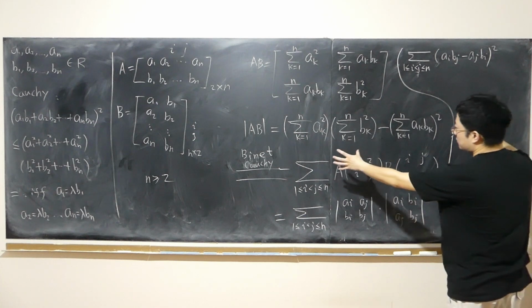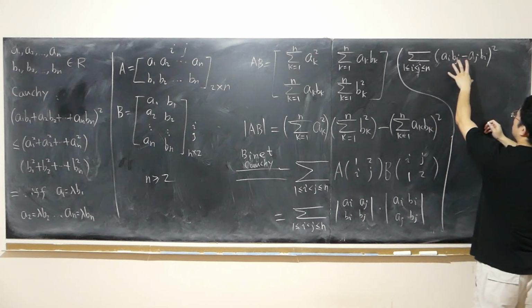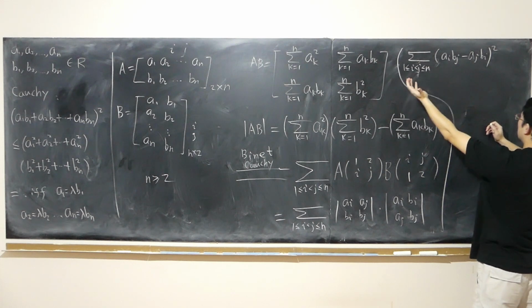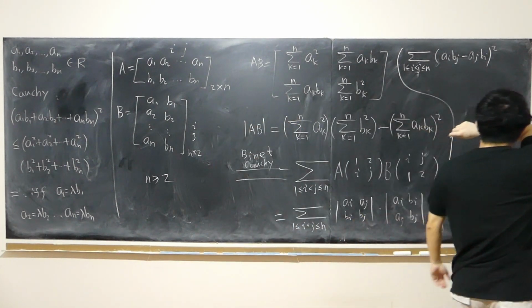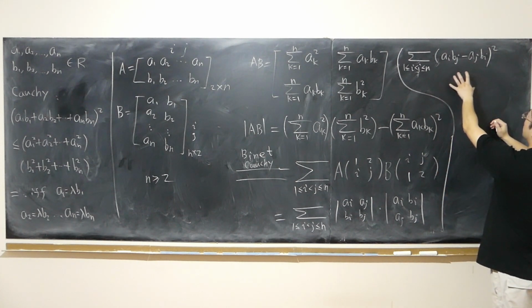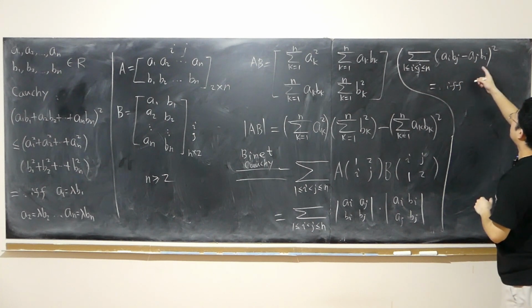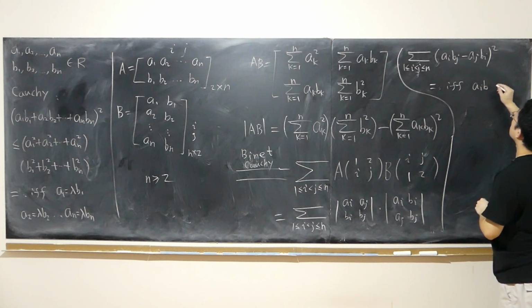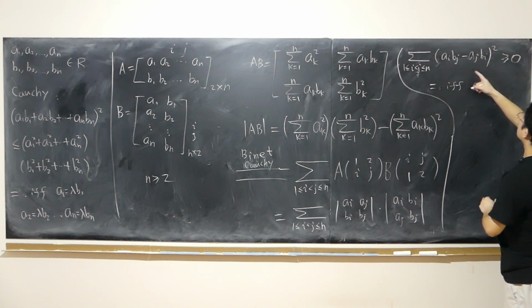So again, like I said, the determinant AB is equal to this part minus that part, which is also equal to this part, but this part is a sum of squares. So definitely larger than or equal to 0, of course for real numbers. So in other words, when is it equal to 0? It equals 0 if and only if every term is equal to 0. That is, ai times bj minus aj times bi is equal to 0, so ai times bj equals aj times bi.